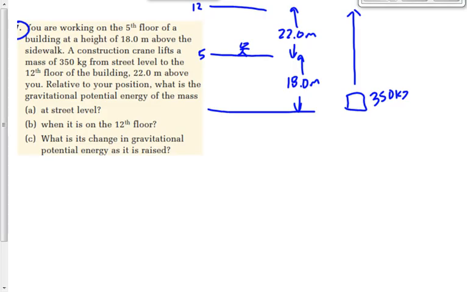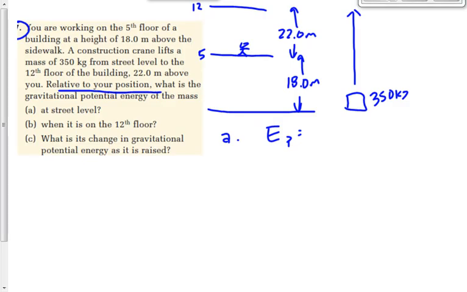We want to know the potential energy of the mass at street level. Oh, there's an easy one. Oh, wait, no, it's not, because it's relative to your position. I was just going to say it was zero, right? If I wrote down zero, I would have misread the question. It's not zero, but why did I think it was zero? Because it's on the ground. What's the potential energy of that object relative to the ground? Zero, but that's not what the question asks. It asks it relative to me.